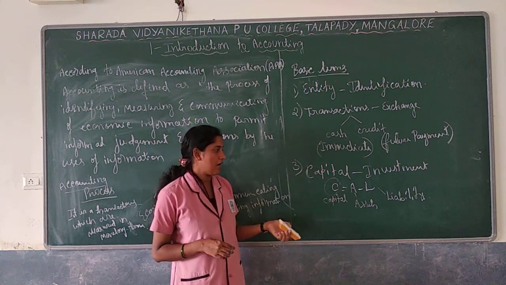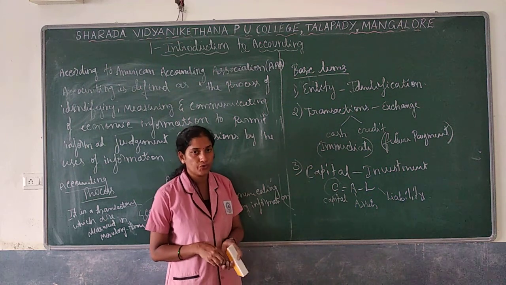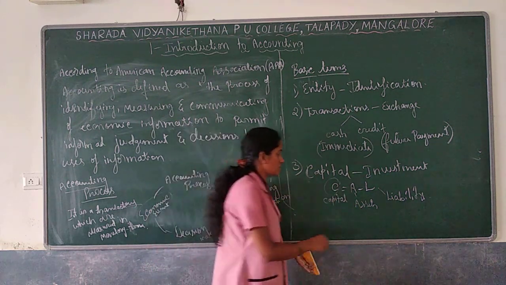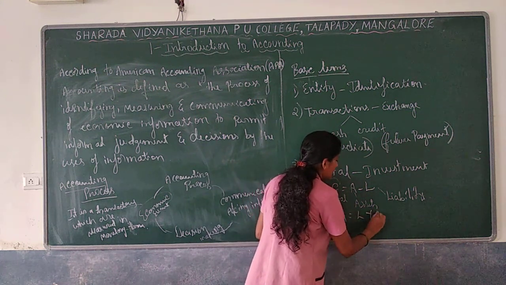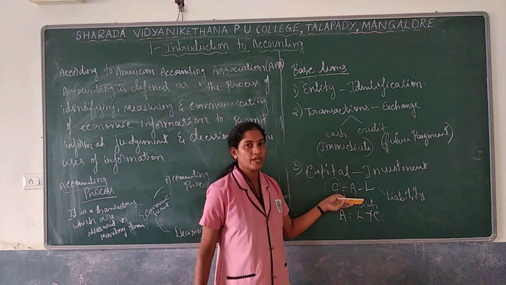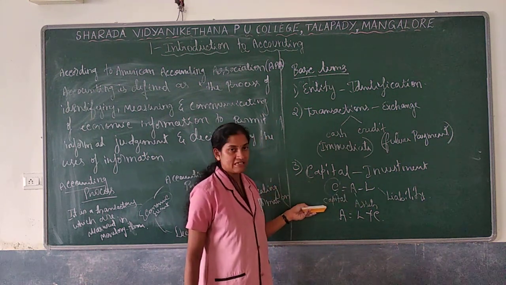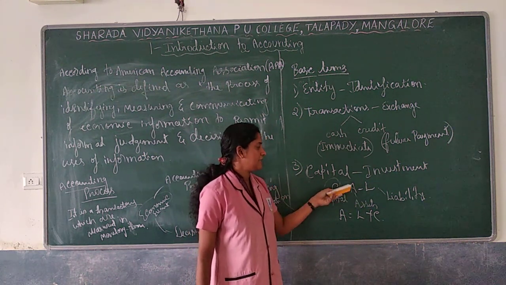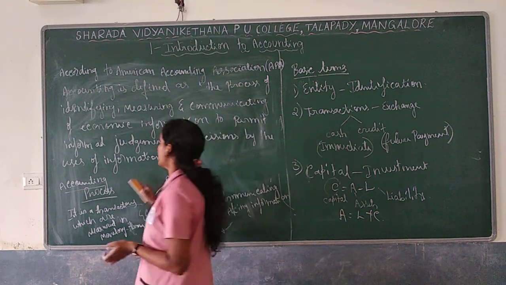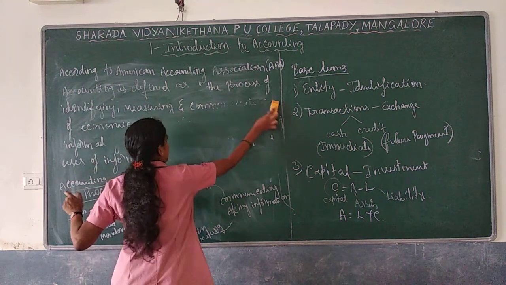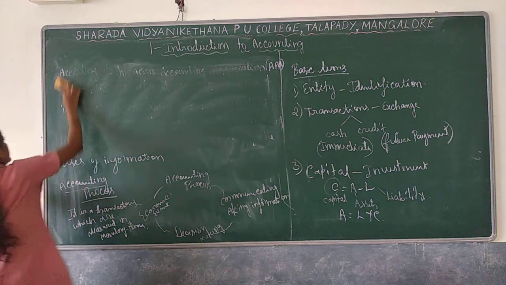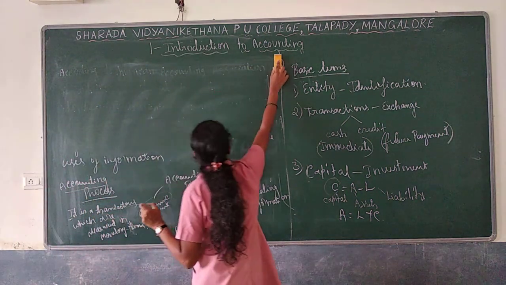Capital has one formula: A is equal to L plus C can be written, but I have written here C is equal to A minus L. C is nothing but capital, A is an asset, L is a liability. Now let us see what is an asset, what is a liability.